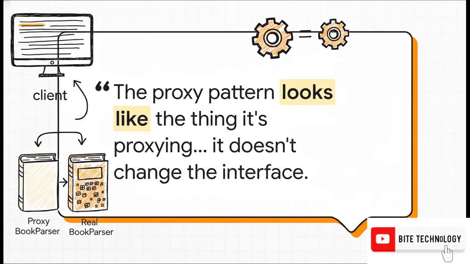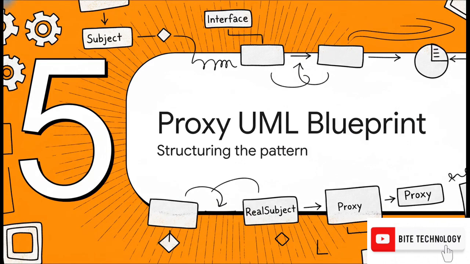Now notice the absolutely crucial rule of this pattern highlighted in the quote here. A proxy must look exactly like the real resource to the client. It doesn't change the interface at all. If the client expects a book parser, the proxy has to behave exactly like a book parser. This substitutability, it's a mouthful, but it's key. That is what allows us to swap the real, heavy object out for our lightweight proxy without breaking the rest of our application's code. Okay, let's look at Section 5, the Proxy UML Blueprint, structuring the pattern.